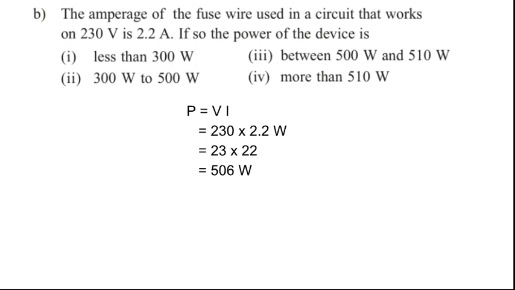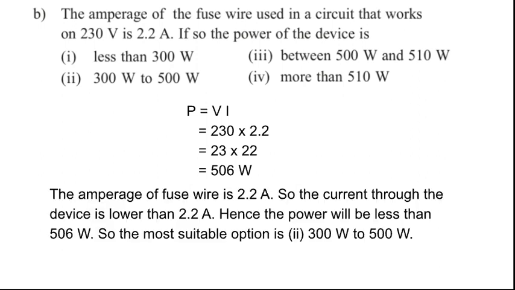But if you are using a fuse wire of 2.2 ampere, the maximum current flowing through the device will be less than 2.2 ampere. Otherwise, we cannot use this device. Whenever you switch on that circuit, if there is 2.2 ampere current, that fuse would get melted away. So the current will be less than 2.2 ampere, so the power also will be less than 506.